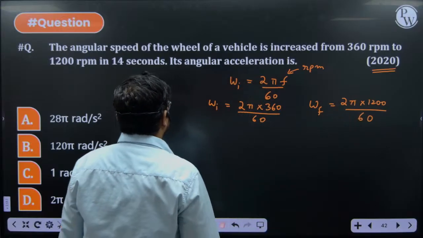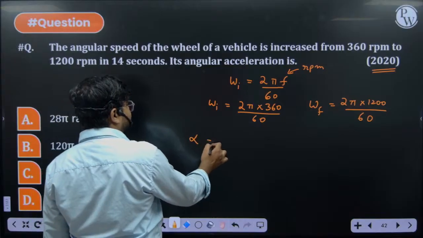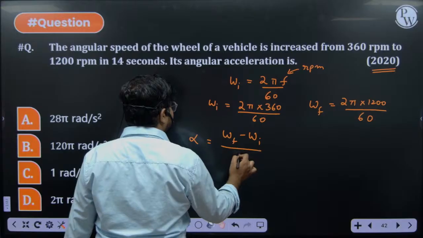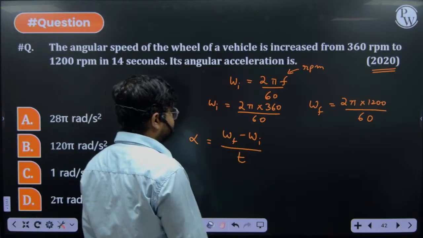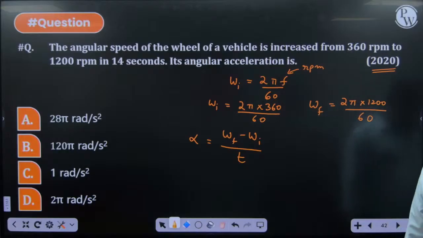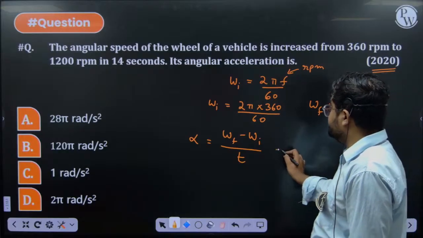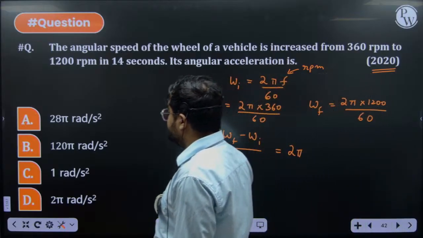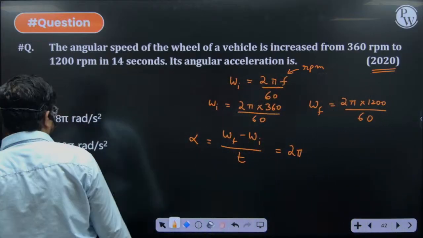Okay. So what is its angular acceleration? Alpha is omega final minus omega initial by t. So very simple formula here. If you put these values and solve this, the answer which you will get is simply 2 pi. So the correct answer here is option D.